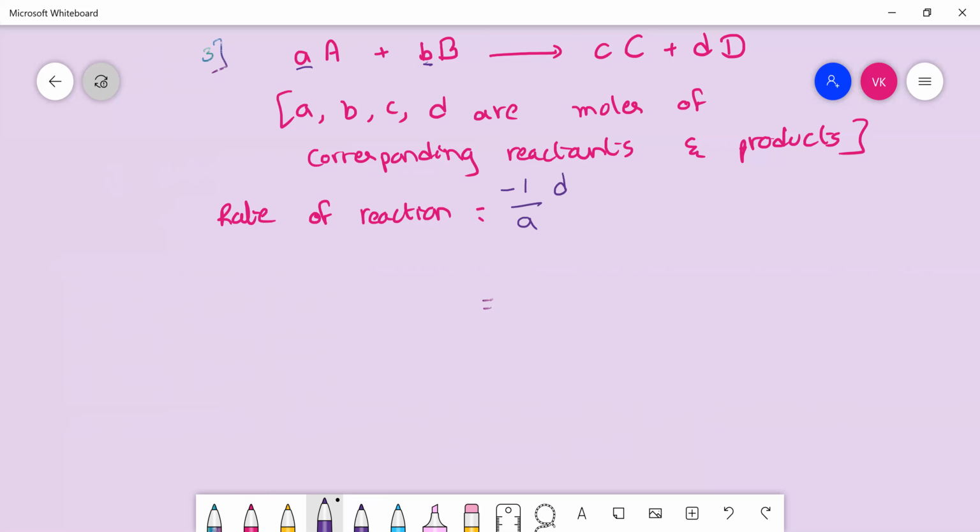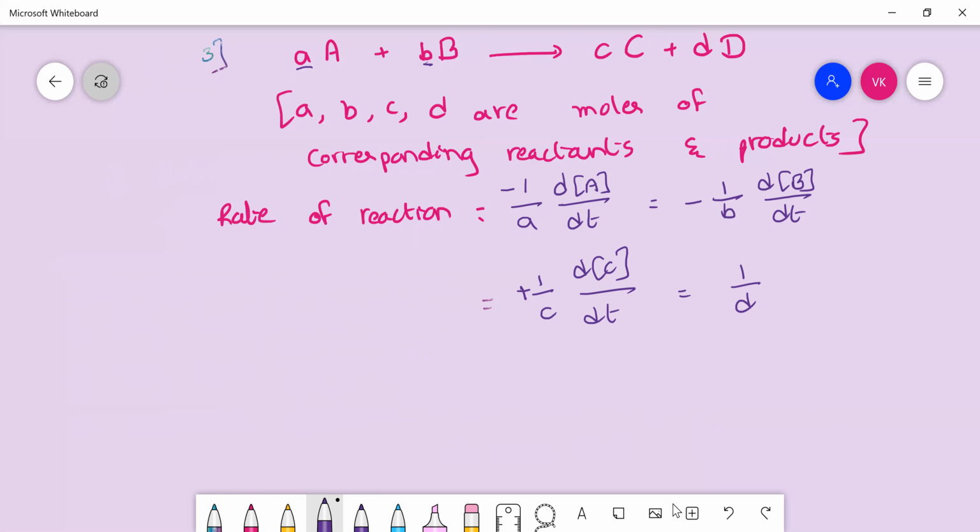So this is change in the concentration of A with time, that equals minus 1 over b, change in the concentration of B with time. Similarly, here also you can do 1 over c, change in the concentration of C with time, and, sorry, this is a positive term, 1 over d, change in the concentration of D with time. So this is the rate of reaction for the equation.